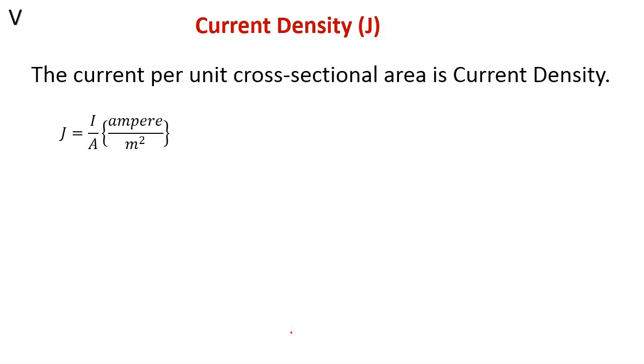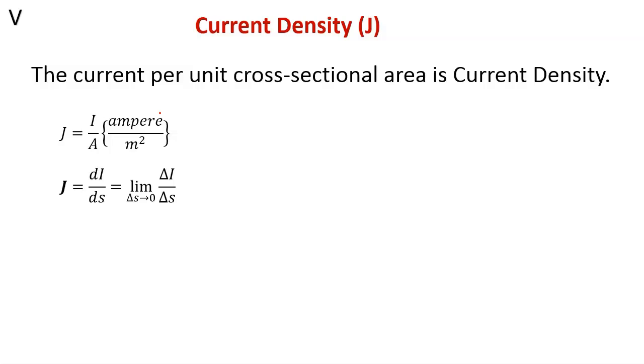Now we define a new quantity, current density, that is current per unit cross-sectional area. Obviously, J will be equal to current upon the cross-sectional area. Cross-sectional means the area perpendicular to the motion of charges. The unit of current is ampere, and the unit for area is meter square. Therefore, J, current density, will be measured in ampere per meter square.